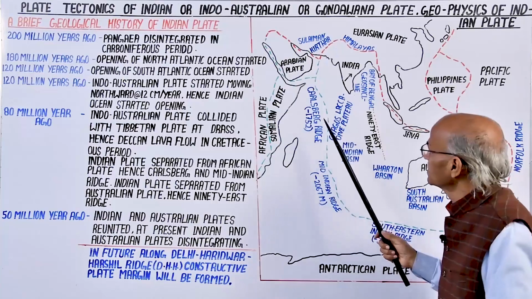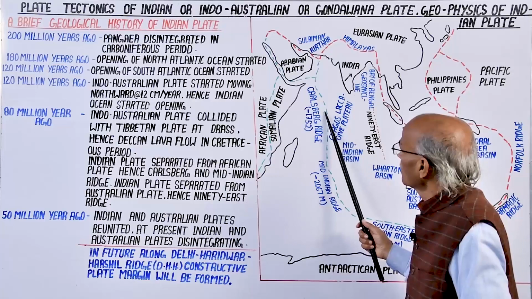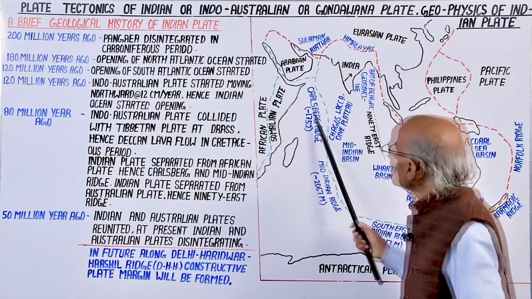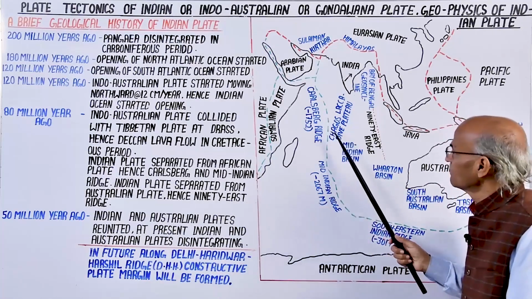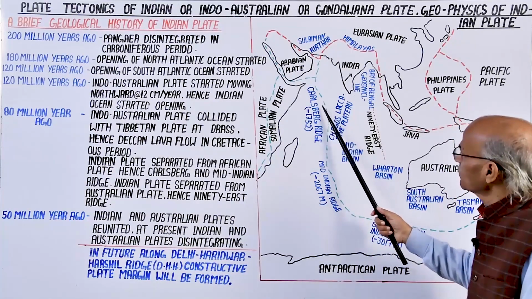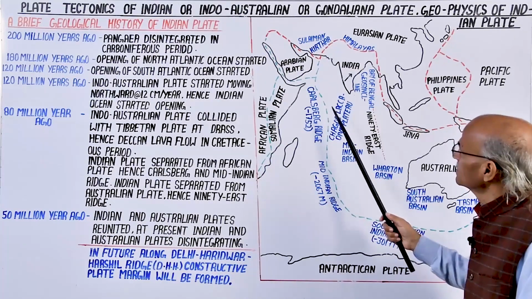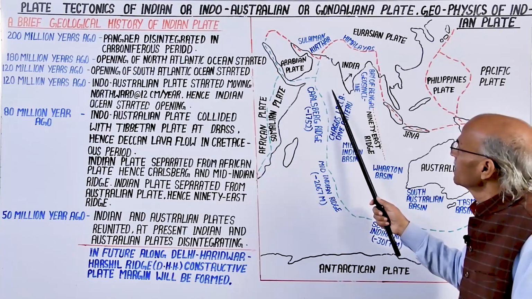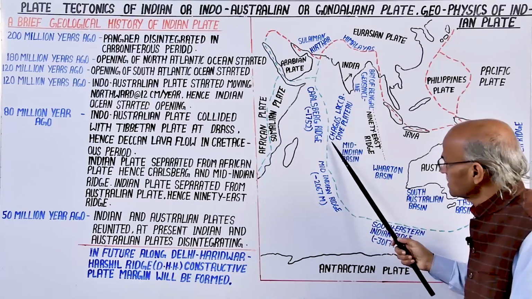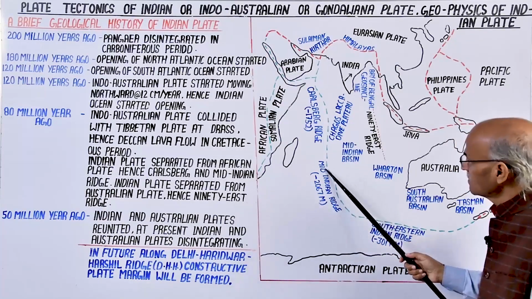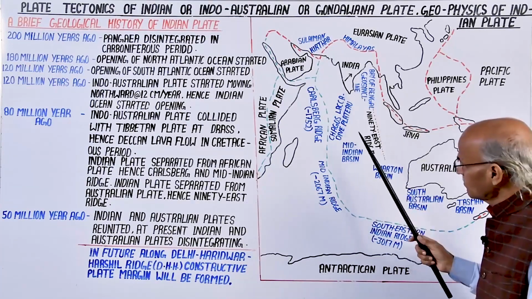This Carlsberg Ridge is made up of volcanic lava deposits underwater, the depth of which is 1752 meters below the sea level. Thus, this Carlsberg Ridge is a type of mid-oceanic ridge which runs through the middle of the Arabian Sea. Now, it extends south, forming the southern boundary of the Indian plate or Indo-Australian plate or Gondwana plate.